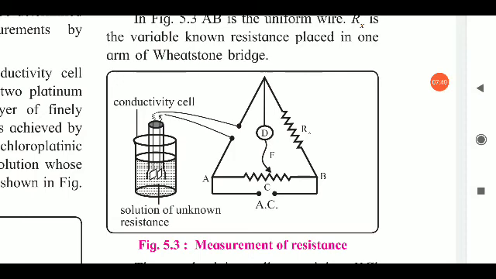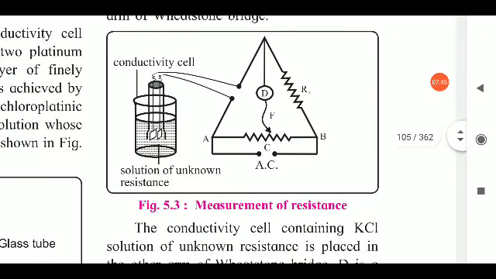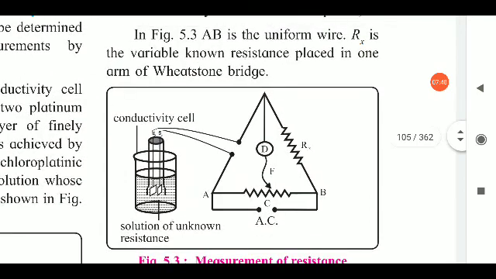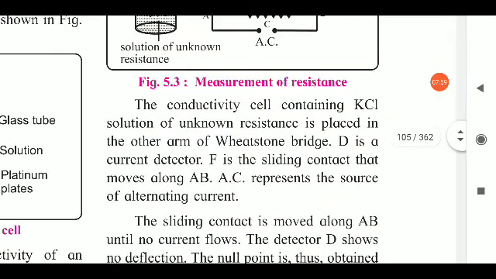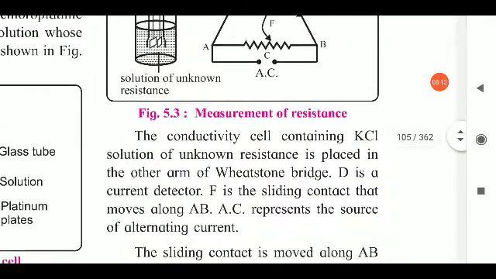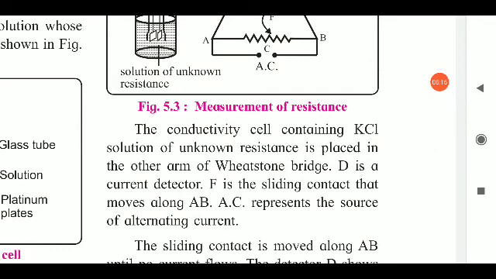And students, the other part C to B, or we can say B to C, consists of another compartment. Now this is the arrangement of the whole Wheatstone's bridge. For the calculation of resistance we are using this arrangement. The conductivity cell consisting of KCl solution of unknown resistance is placed in the other arm of Wheatstone's bridge, and D is the current detector that you have seen in this figure. Now students, F is the sliding contact that moves along AB.